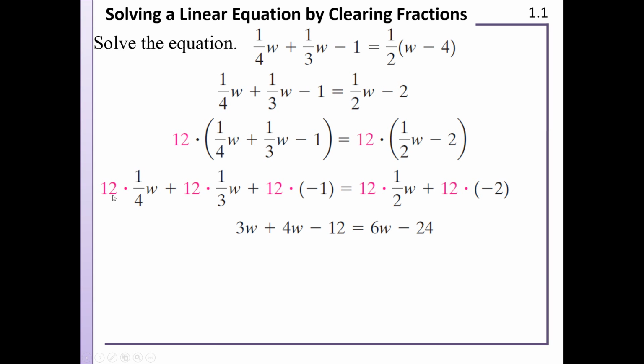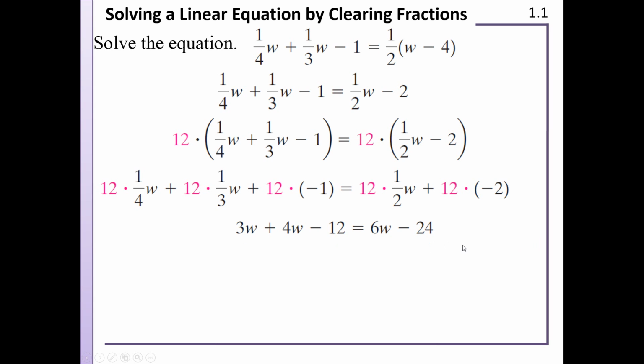Once you've done that, because the LCD is a multiple of all the denominators, you'll be able to reduce these fractions. So 12 times a fourth is 3, 12 times a third is 4, 12 times negative 1 is negative 12, 12 times a half is 6, 12 times negative 2 is negative 24. So that's why we have these coefficients.